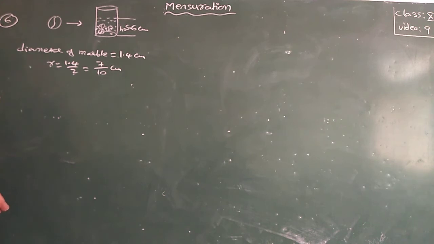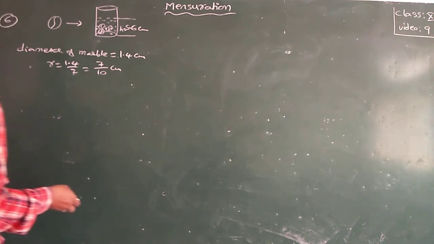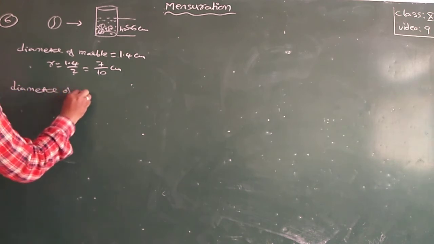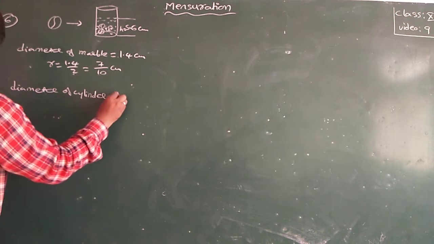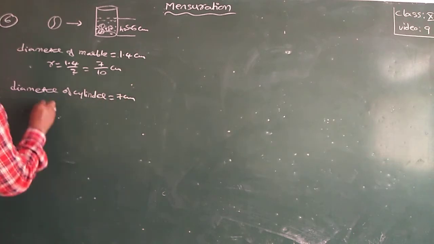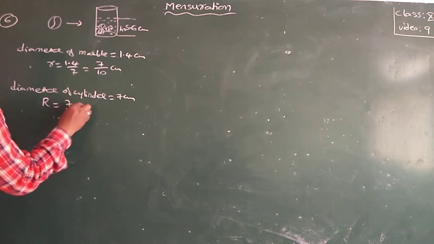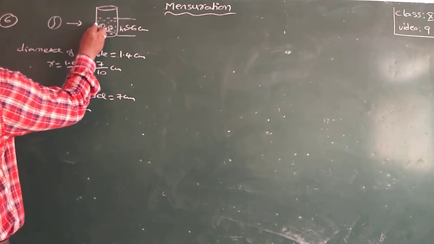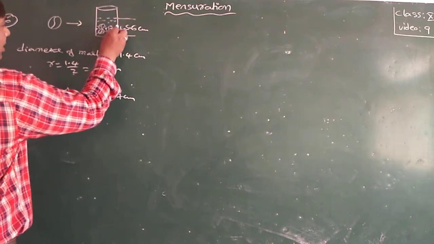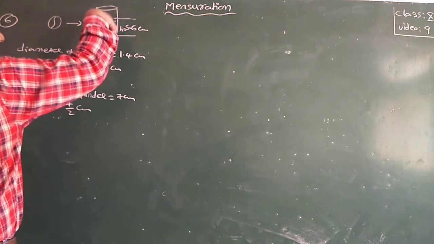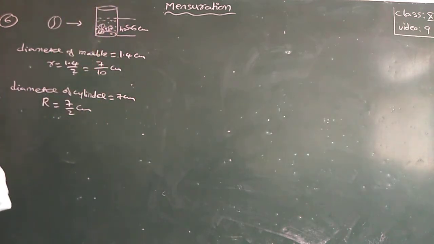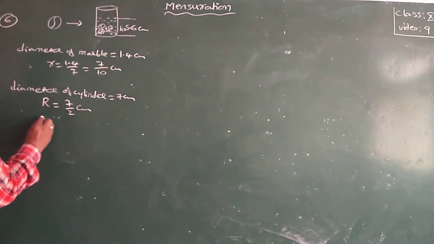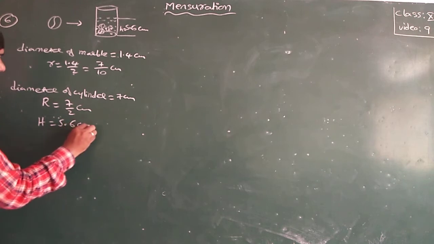Okay. Now it is dropped into the cylindrical beaker of diameter 7 centimeters. Diameter of the cylinder is equal to 7 centimeters. Means the radius of the cylinder is equal to 7 by 2 centimeters. Which contains the water. Some water is there. Before, the water level was here. Now it increases till here. Means the rise of the water is 5.6 centimeters. Raised level of the water is 5.6 centimeters. Means h is equal to 5.6 centimeters.